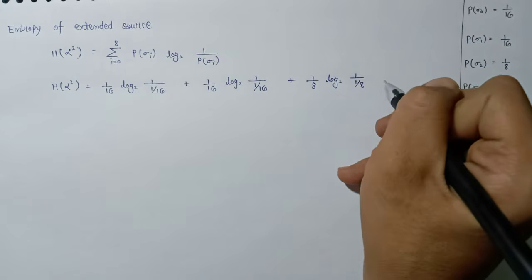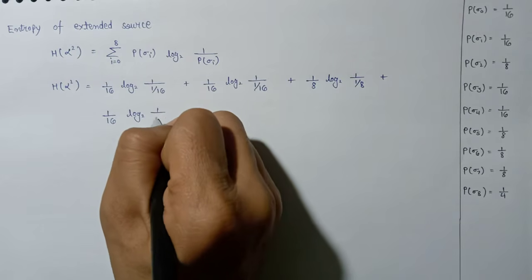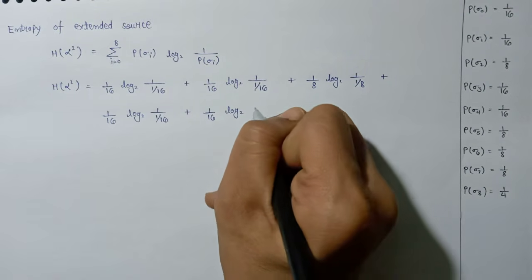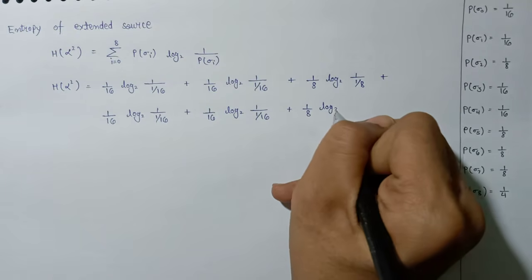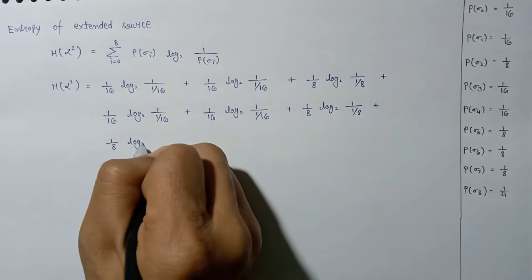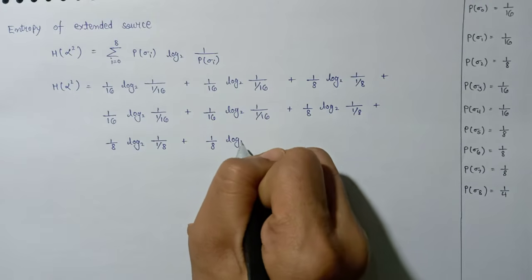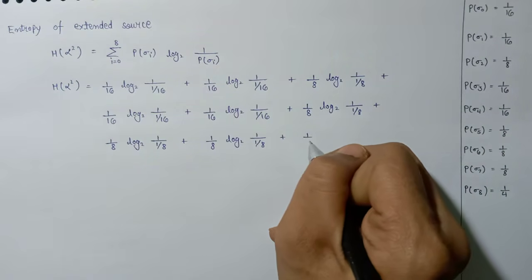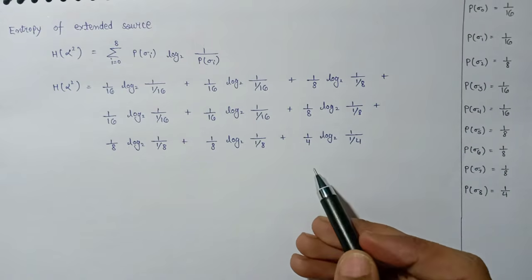1 over 1/8, plus for P(s3) it should be 1/16 log base 2 1 over 1/16, plus for P(s4) it is 1/16 log base 2 1 over 1/16, for P(s5) it is 1/8 log base 2 1 over 1/8, for P(s6) it is 1/8 log base 2 1 over 1/8, for P(s7) it is 1/8 log base 2 1 over 1/8, and finally for sigma 8 it is 1/4 log base 2 1 over 1/4. So this is the expanded formula for entropy.